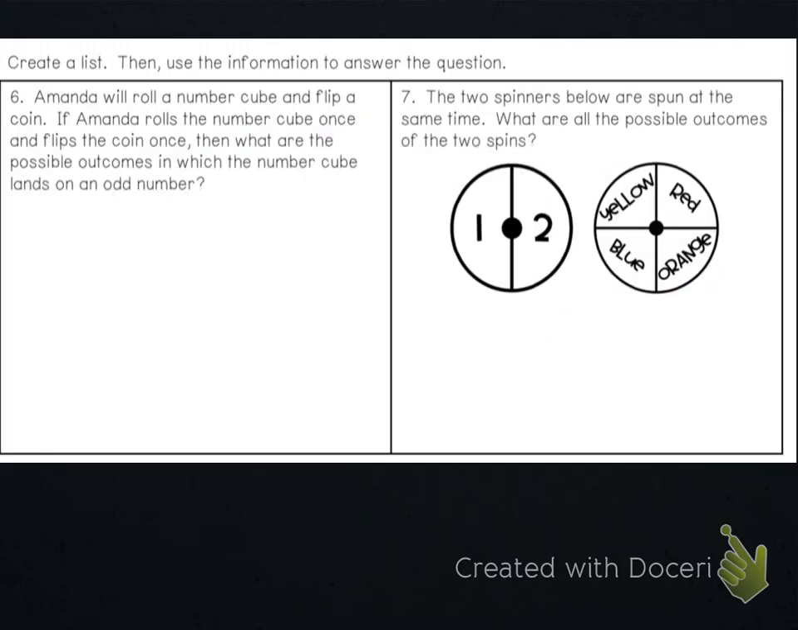Number 6. Amanda will roll a number cube and flip a coin. So we've got a number cube going on, and we've got a flipping of a coin going on. If Amanda rolls the number cube once, so we're only rolling once, and flips the coin once, what are the possible outcomes in which the number cube lands on an odd number?